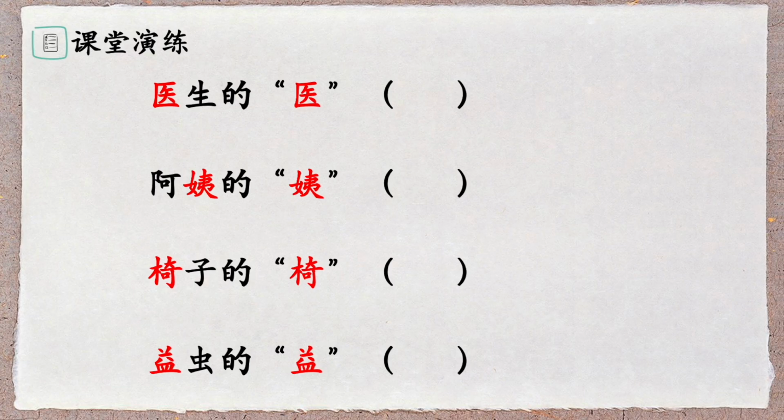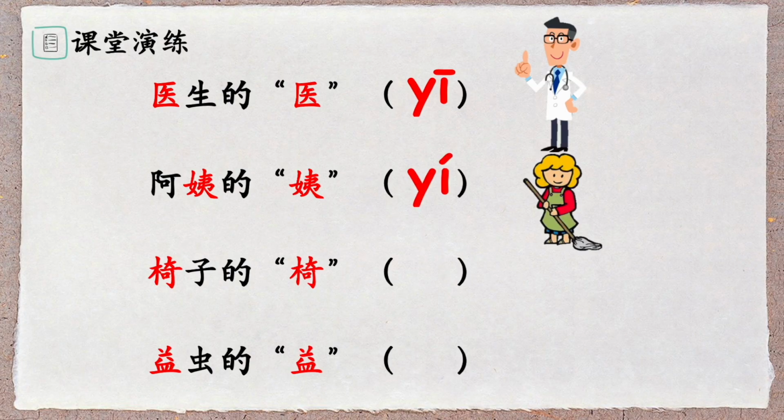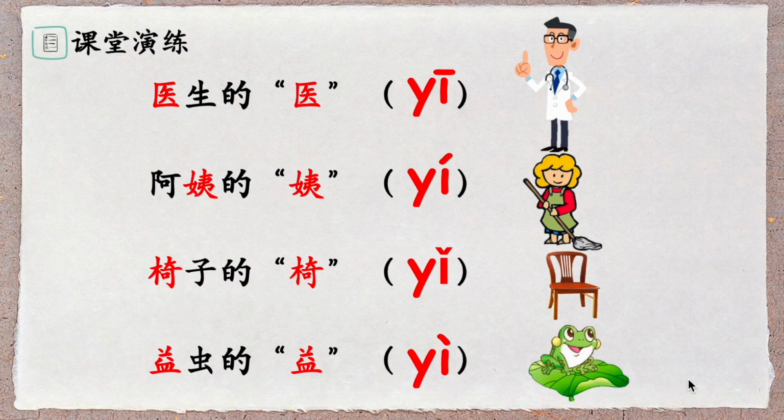The first one. I as in 医生 means doctor. I as in 阿姨 means auntie. 椅 as in 椅子 means chair. 益 as in 益虫 means beneficial insects.